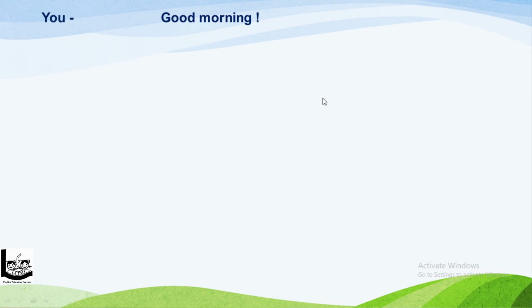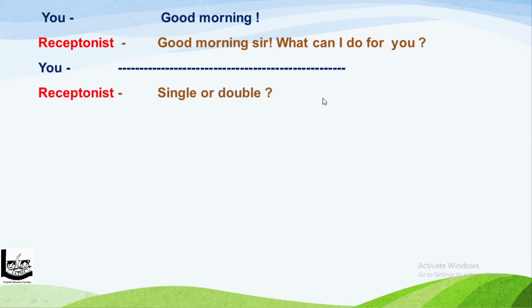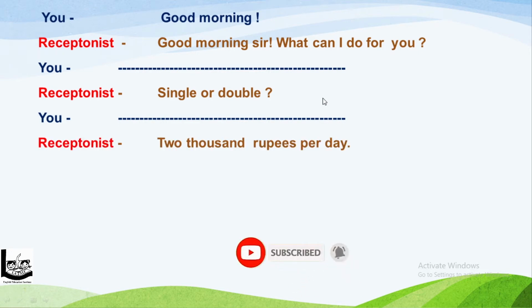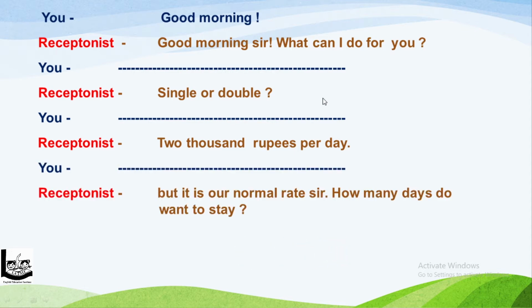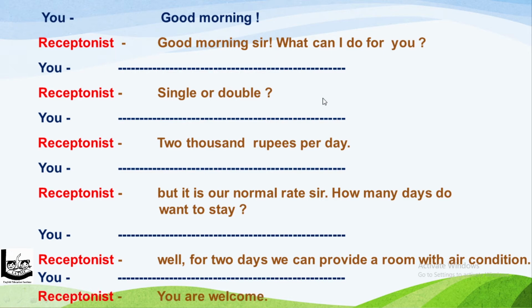Okay. You: Good morning. Receptionist: Good morning sir. What can I do for you? You: blank. Receptionist: Single or double? You: blank. Receptionist: 2000 rupees per day. You: blank. Receptionist: But it's our normal rate, sir. How many days do you want to stay? You: blank. Receptionist: Well, for 2 days we can provide the room with air condition. You: blank. Receptionist: You are welcome. Oh, that's the dialogue we have to complete.